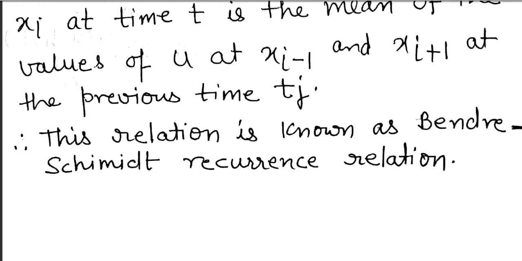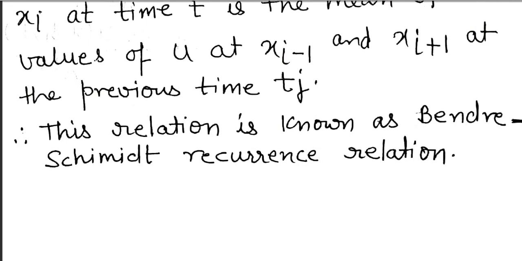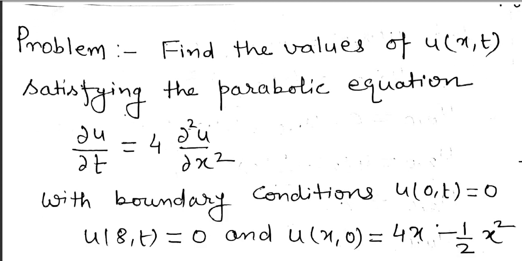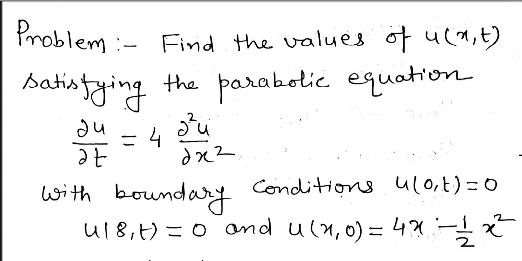Now I will discuss with you a numerical problem which is based on this method. Find the value of u(x, t) satisfying the parabolic equation del u by del t is equal to 4 del 2u by del x square with the boundary conditions u(0, t) equal to 0, u(x, 0) equal to 4x minus 1 by 2 x square.